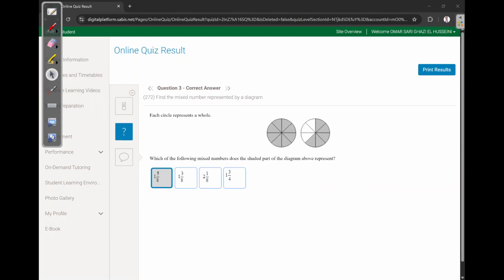Question 3. Which of the following mixed numbers does the shaded part of the diagram above represent? This one is a whole. We do not count it. This one, there's 1, 2, 3, 4, 5, 6, 7, 8. There's 8 parts, and they colored 1, 2, 3, 4, and 5. It's 5 out of 8.